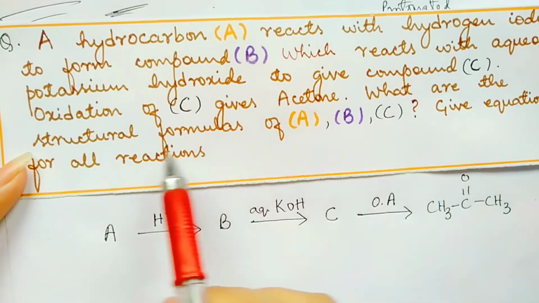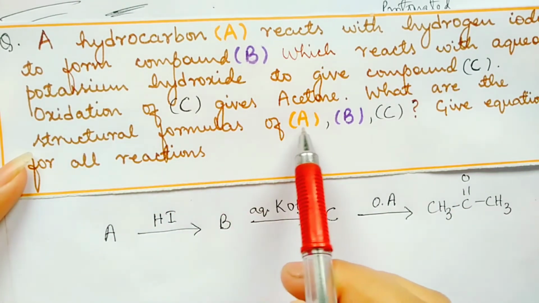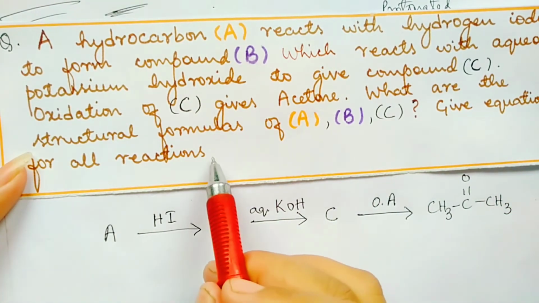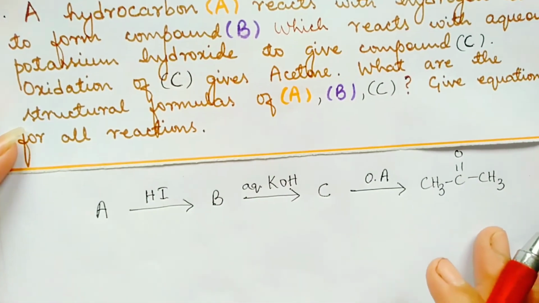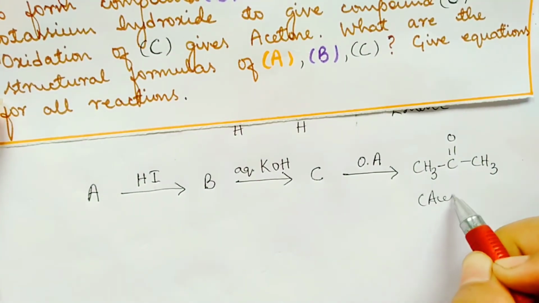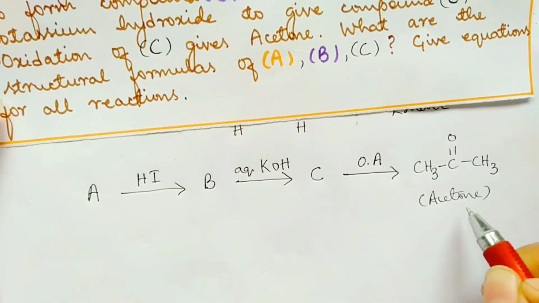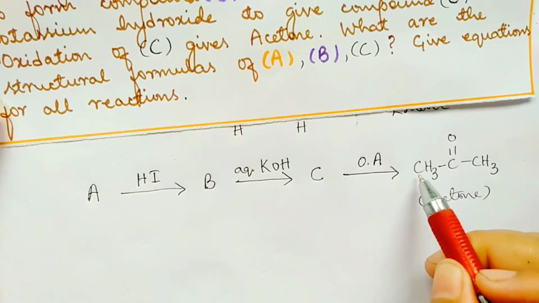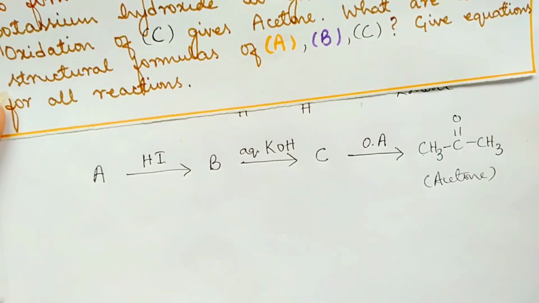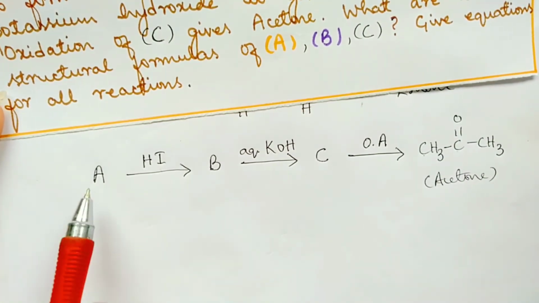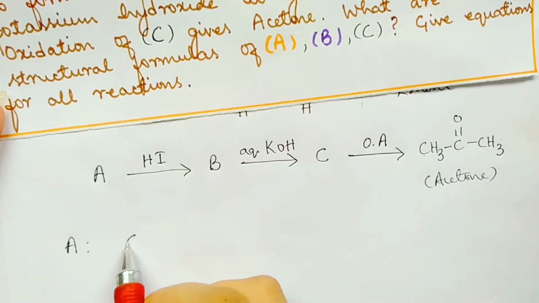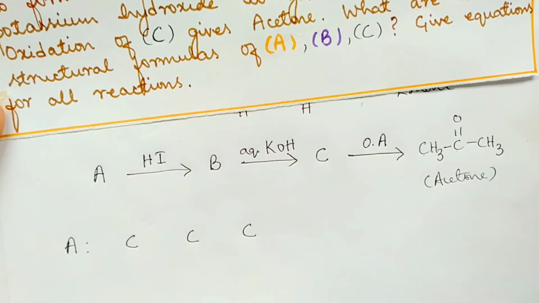You have to write the structural formulas of A, B and C, and also you have to give the equations for all reactions. So how to do this? Let me give you a trick. See here, this is your acetone. The trick or the hint is from here. How many carbon atoms are there here? 1, 2, 3. Okay, 3. So your compound A should be a hydrocarbon which consists of 3 carbon atoms.